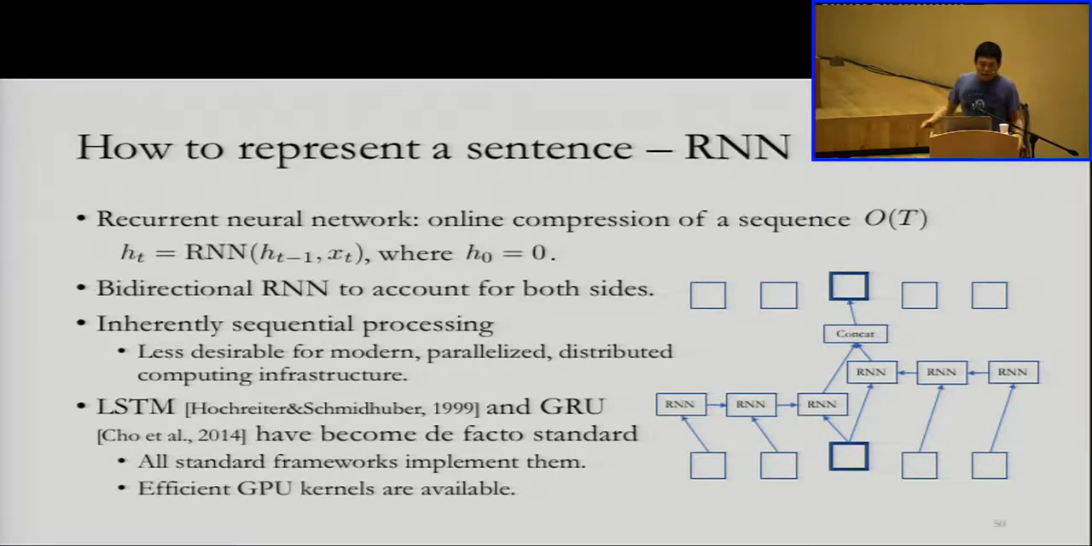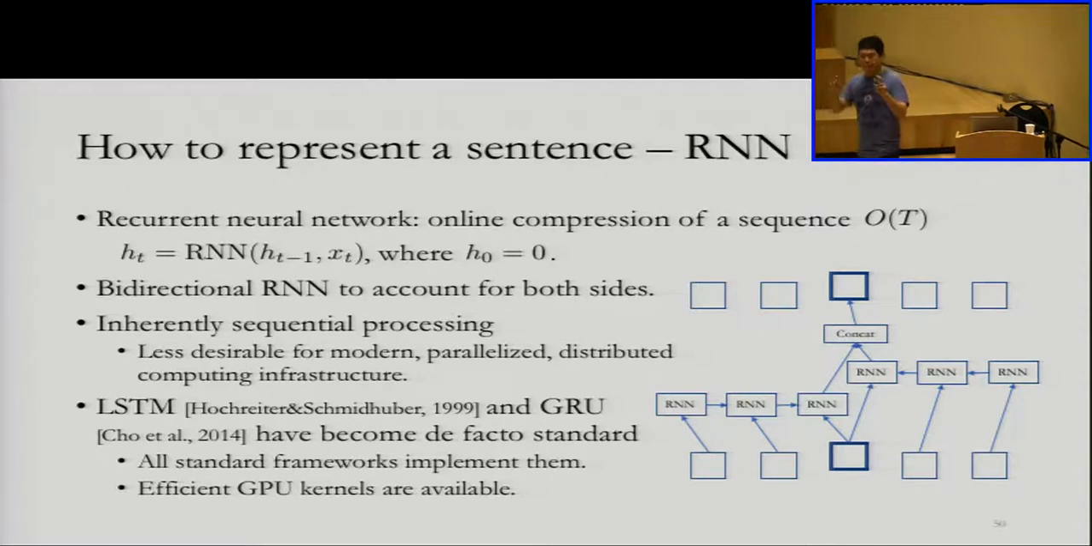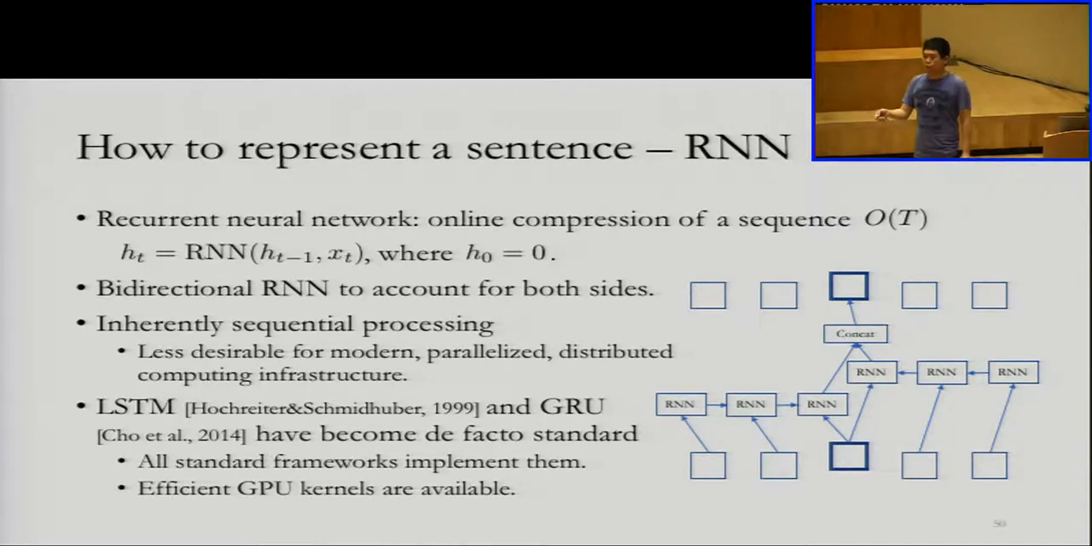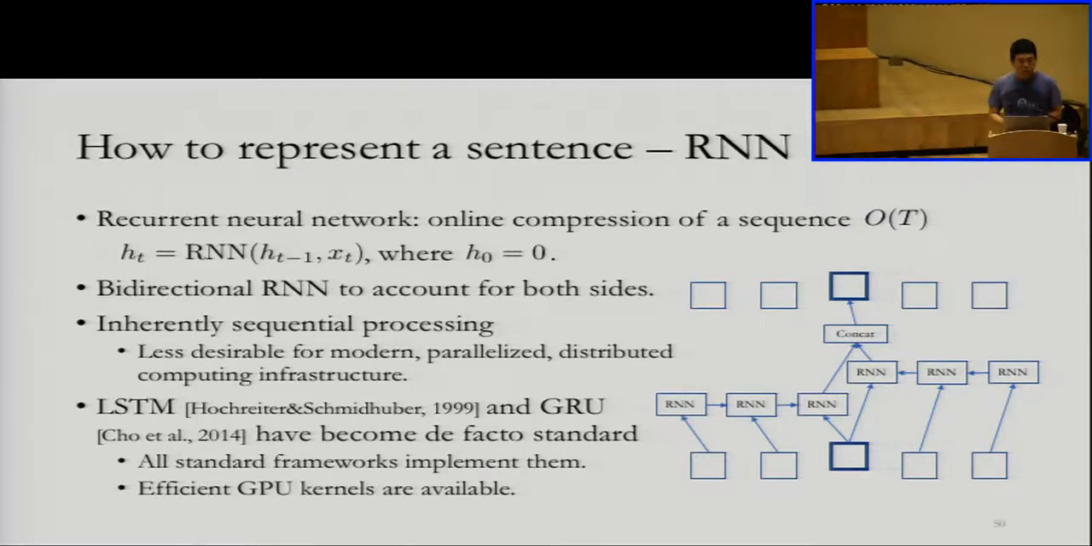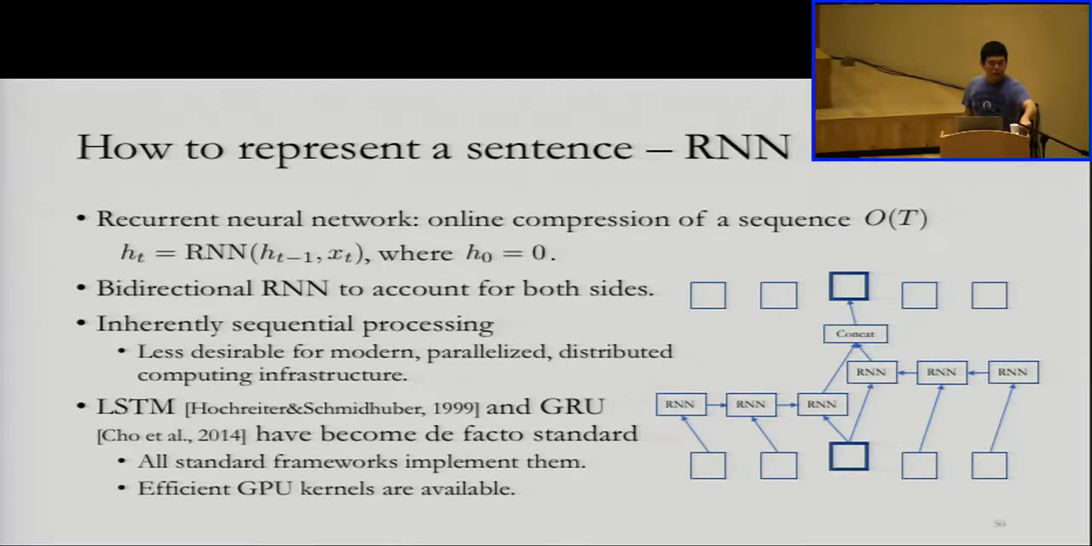And then, in reality, there are two major types of recurrent neural nets, or cells, meaning the computation of each node. One of them is the LSTM, and the other is the gated recurrent unit. Those are all implemented in the standard frameworks, and also in CUDA kernels and so on, so they are very efficient. You can just plug that in, and it's going to work.